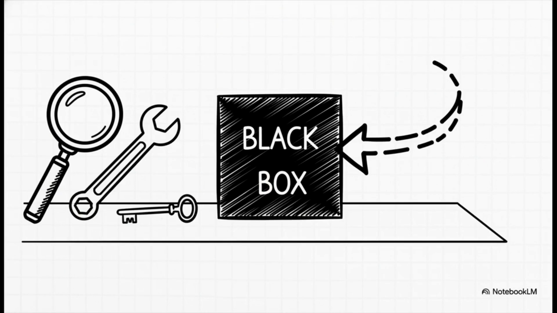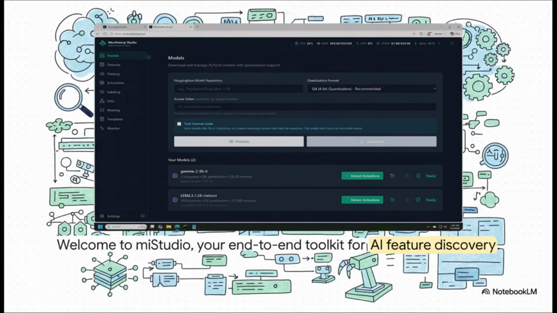Well, it's not magic. It's about having the right set of keys, the right tools. And today, we're looking at the ultimate toolkit for doing just that. And here it is. This is MechInterp Studio, or miStudio for short. Think of it as a complete end-to-end workspace built for one really cool purpose, mechanistic interpretability, which is a fancy way of saying we're actually going to reverse engineer a neural network to understand how it thinks.